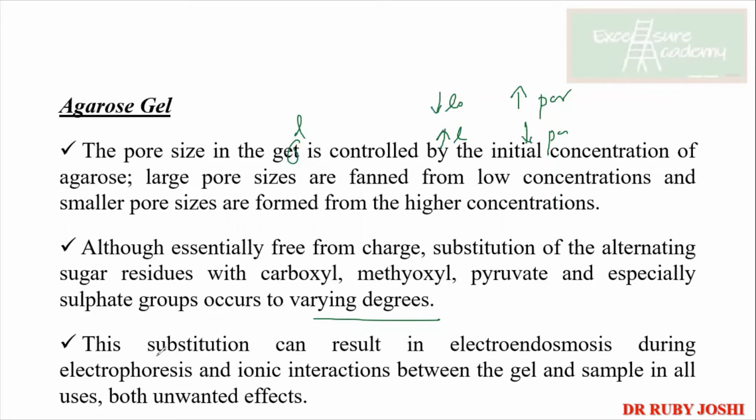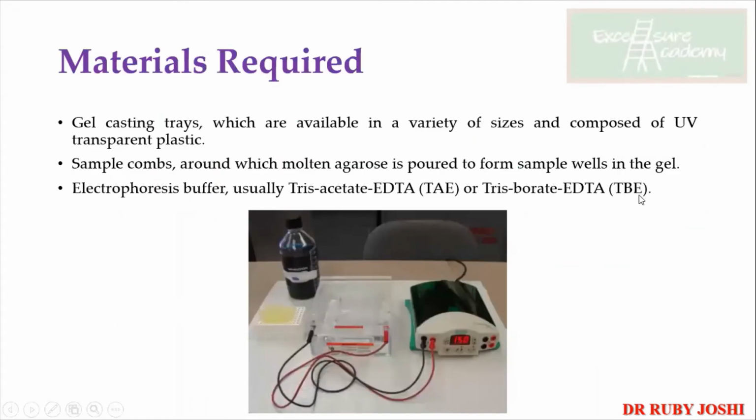Now, if you do this substitution, it can result in electroendosmosis, which we have discussed, because it is going to interact with the flow of the ions, which is present between the negative and positive electrodes. Now the materials required.